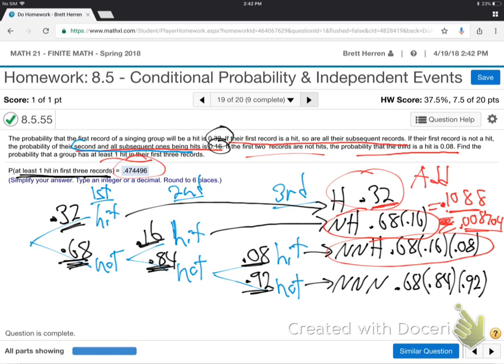You know what else you could have done? You could have just figured this out and subtracted from 1, because that's the opposite. That's another way. All right, we did pretty good. We got all but one question, I think, right? 19 out of 20. That's better than I thought.